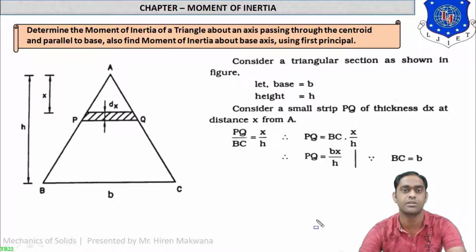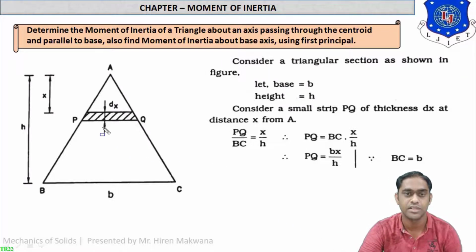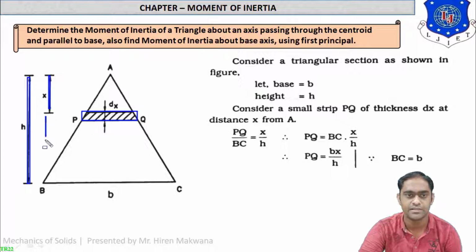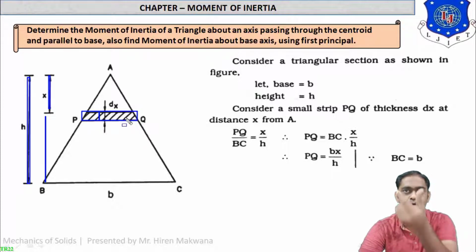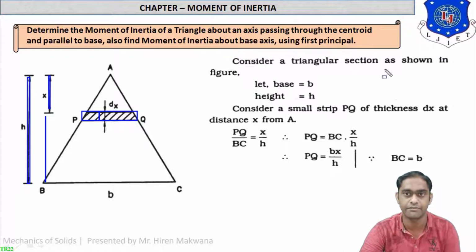Let us see about the triangle. Now the same thing will be happening with the triangle. This is the strip which is at a distance of x from the top vertex. The total height of the triangle is h. You can see this bottom distance may be h minus x. The width of the strip is dx. Now what is the area of the strip? As the strip varies from bottom to top, its width is continuously varying, so it is very tough.